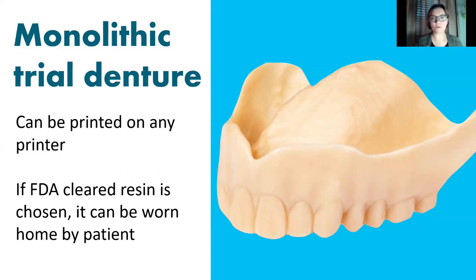This is a lot easier for laboratories to send back and forth. And so dental laboratories love working with a monolithic trial denture. It's easy to do in-house. You can send data back and forth with your dental laboratory a lot easier. One thing that's really lovely is you can utilize an FDA cleared resin. And if you do that, your patient can actually wear this prosthesis home.